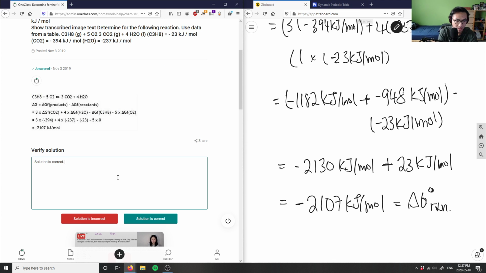We can relate Gibbs free energy with Hess's law because delta G equals delta H minus T delta S. Therefore, Hess's law can be rewritten as a function of Gibbs free energy. Solution here is correct.